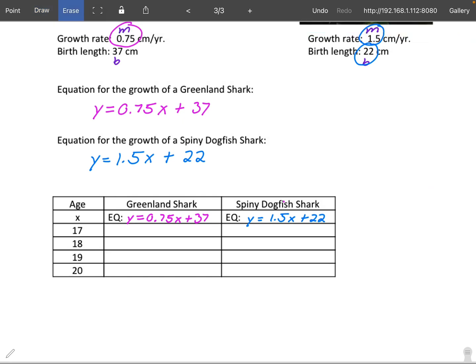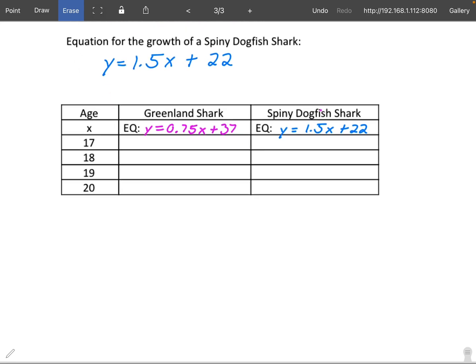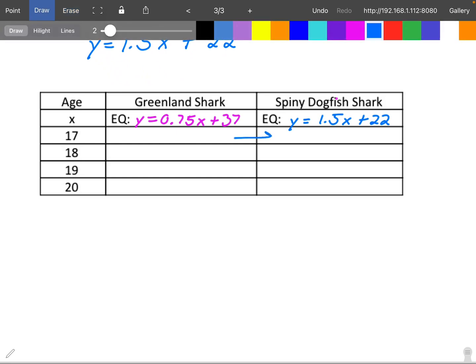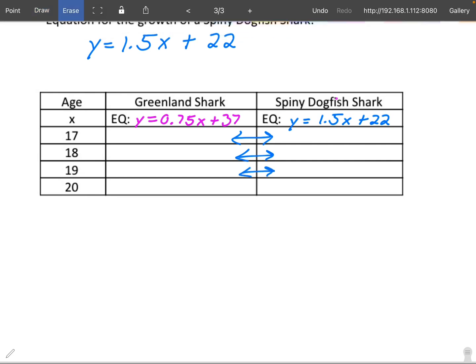Now, we've been given some values for x to plug in, and that's great. If we're not, we can just choose some and just go until we find one that works. But what we're looking for is in one of these years, these two amounts will be the same. So we need to figure out which year will these two amounts be the same. That's what we're looking for.